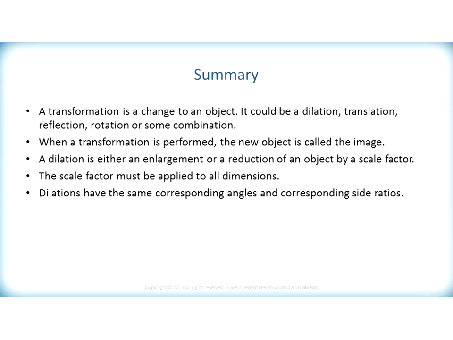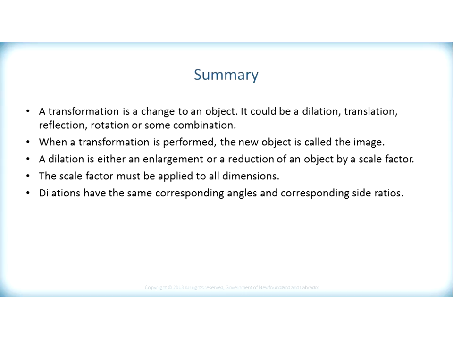So to summarize what we've talked about in this lesson, a transformation is any change to an object. It could be a dilation, it could be a translation, it could be a reflection, it could be a rotation, or it could be some combination of those different potential transformations. You can have a dilation followed by a translation, or a translation and a reflection with a rotation. You can have any plethora of different transformations. Whenever you have a transformation on an object, however, the new object is called the image of the original object.